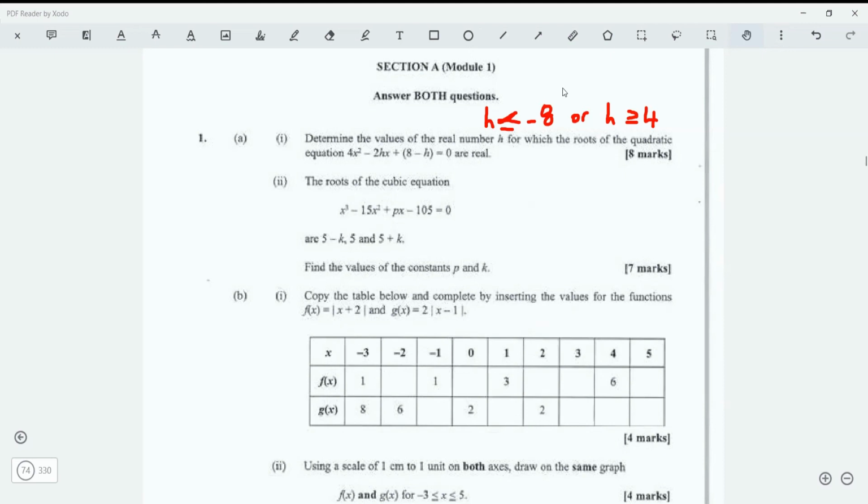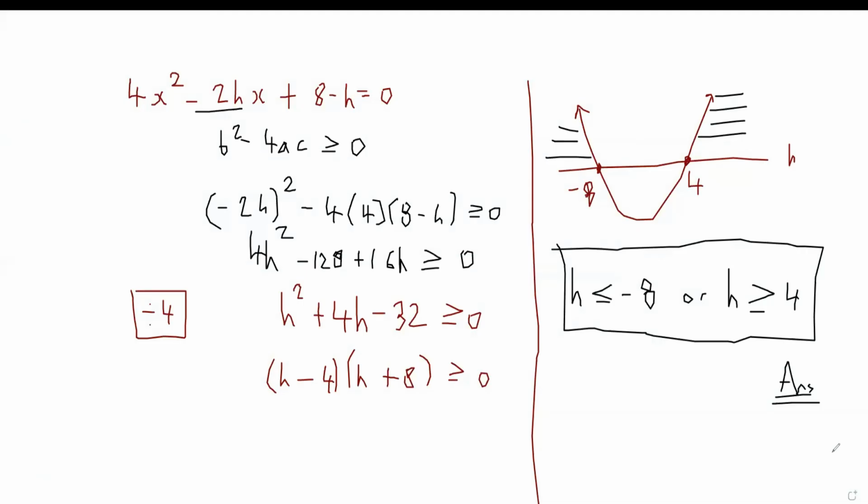So let's write out this cubic now. We have this cubic: x cubed minus 15x squared plus px minus 105 equal to 0.